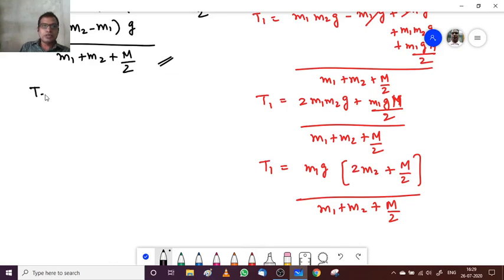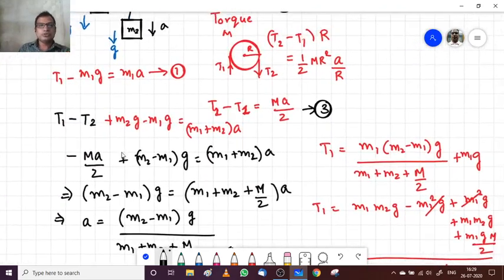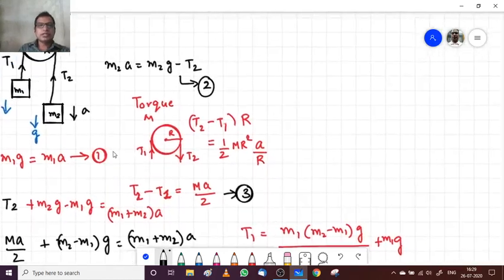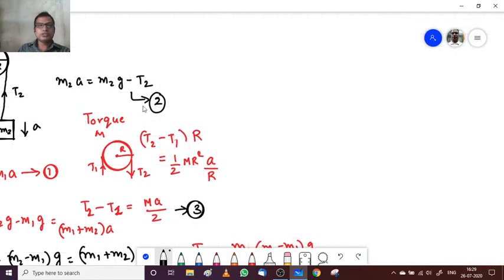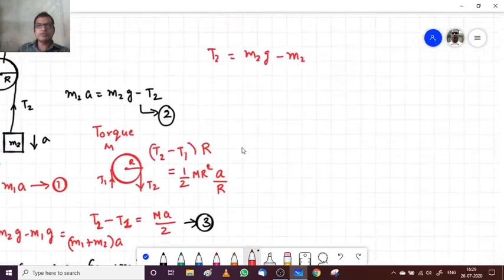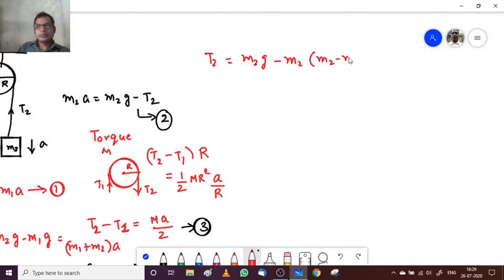We have the equation for that, T2 minus T1 is equal to MA by 2. Better is that I will use the second one, because otherwise I have to substitute a lot of values. This will be simple for me. If I use this equation, then what I'm going to get over here is T2 is equal to M2G minus M2A, and A we have got as M2 minus M1 G over M1 plus M2 plus M by 2, right?